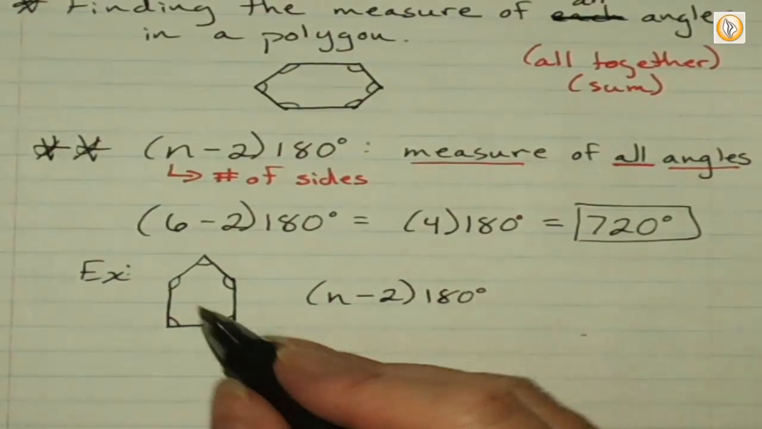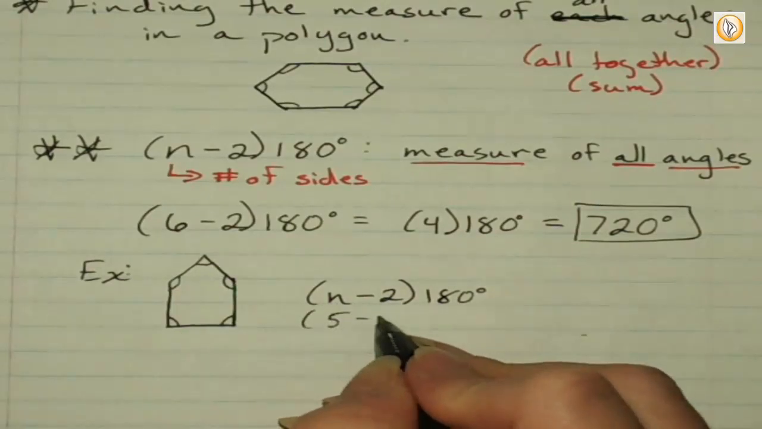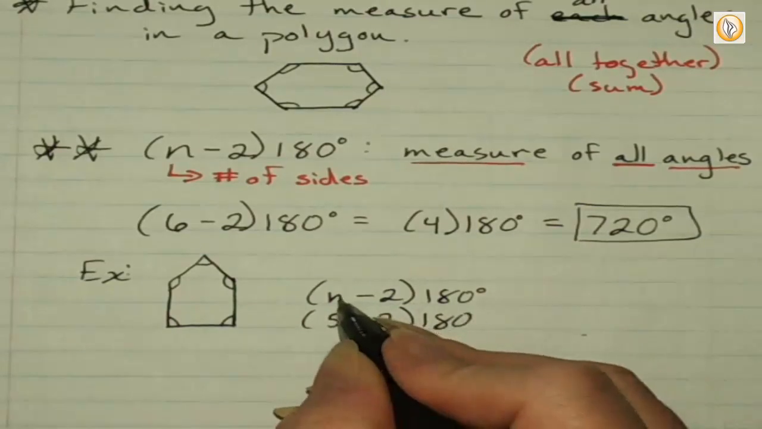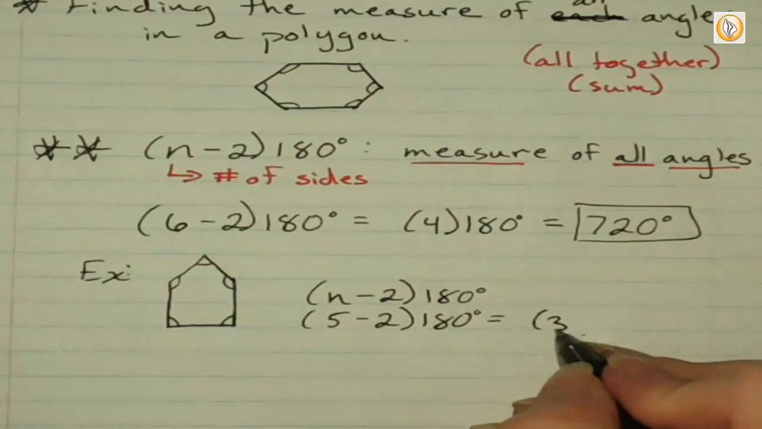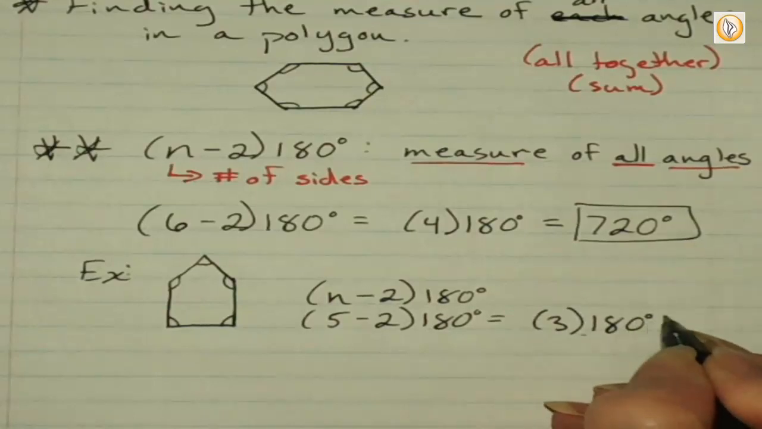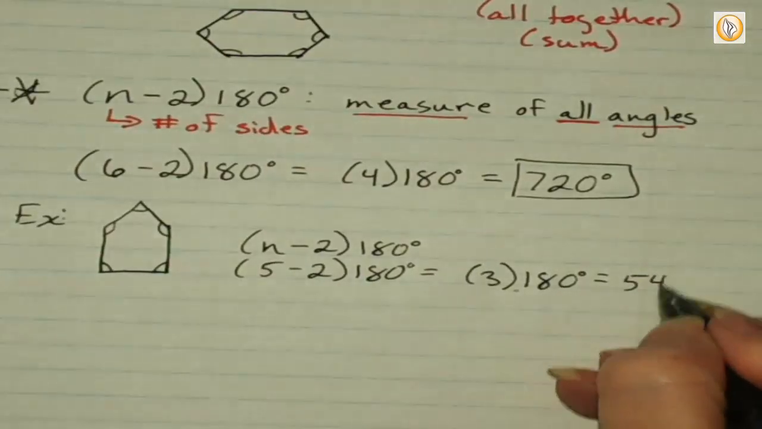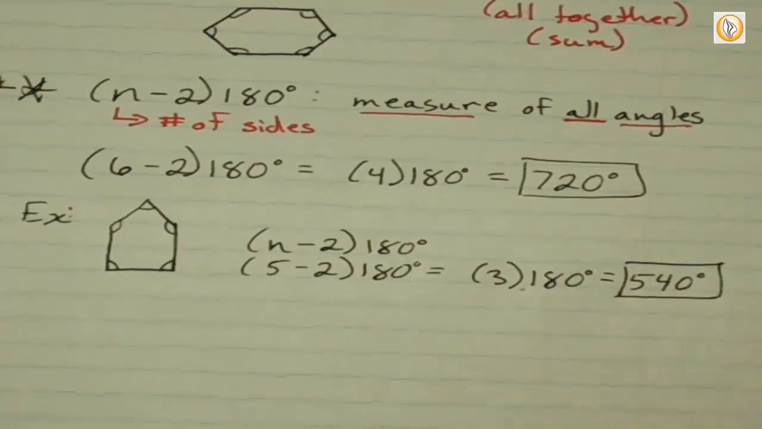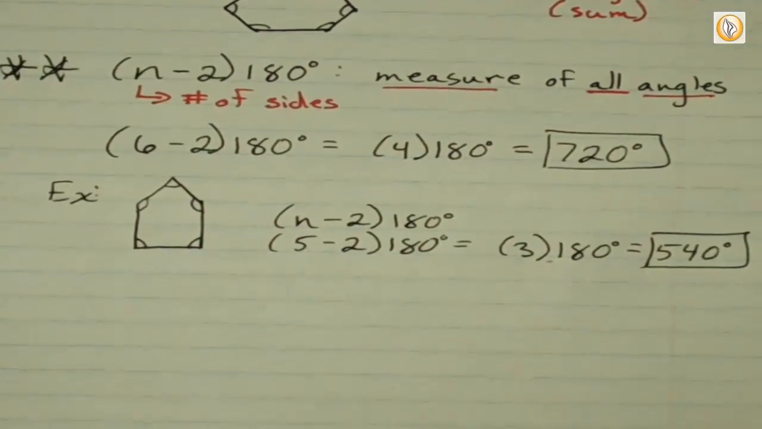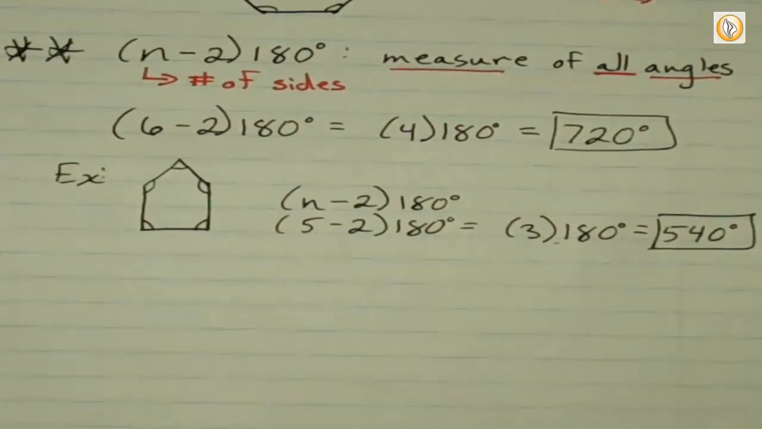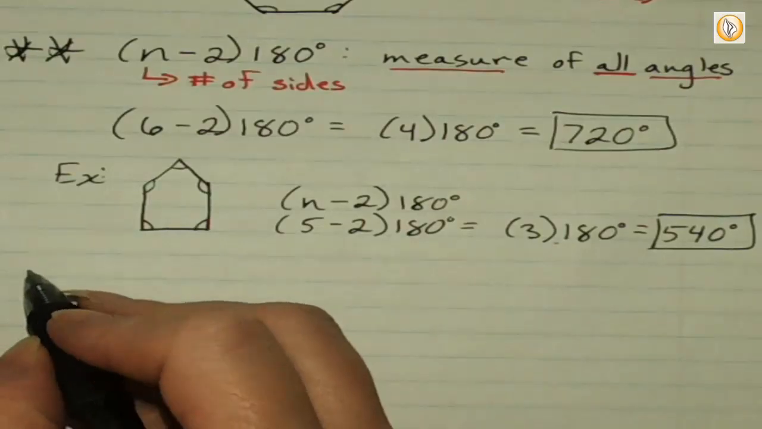Atalia, how many sides are in this figure? 5. She's correct. She can count. So we replace n with 5. And 5 minus 2 is? Very good. So 3 times 180 is? 540. Oh, very good, Atalia. Can you do that in your head? Yes. It just takes me a little longer. All right. So does anyone have any questions? No. All right.